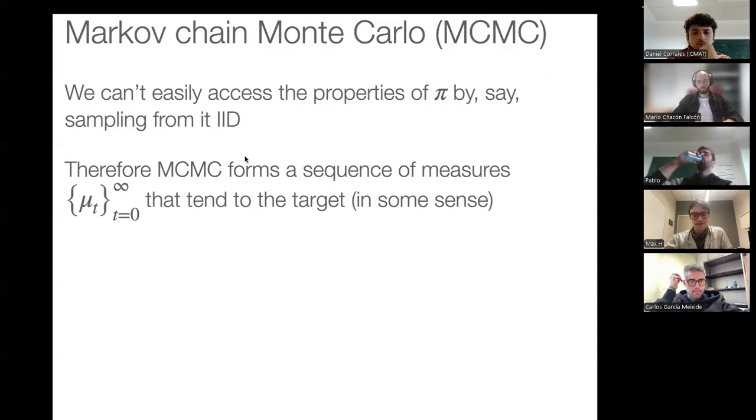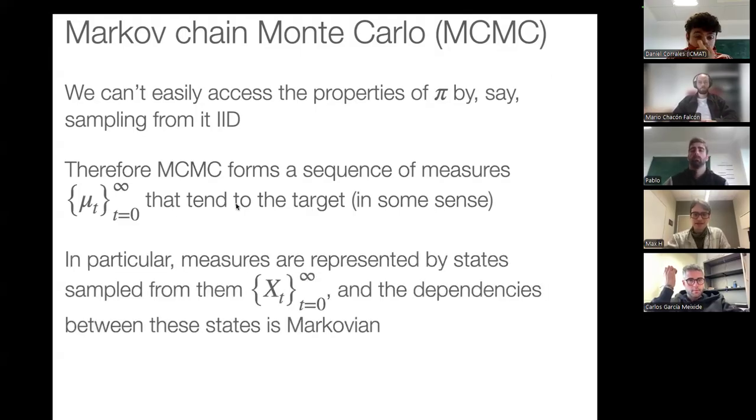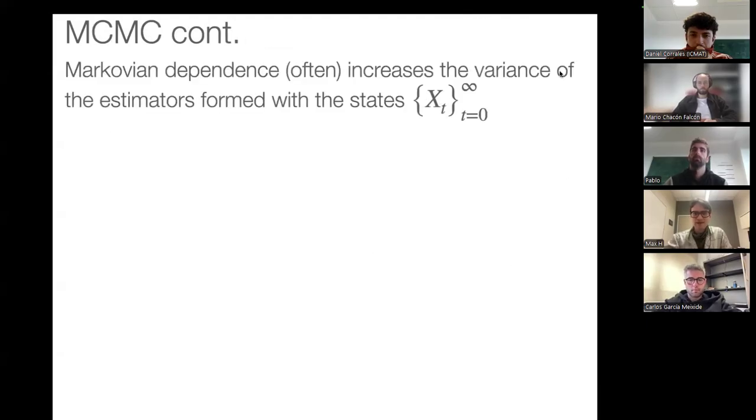And therefore, what MCMC does is it forms a sequence of measures, mu of t, that tend towards the target pi in some sense. In particular, these measures are represented by states that are sampled from them, which I'll call x of t. And the dependency between those states is Markovian. This dependency is what defines MCMC, but it also increases the variance of the estimators constructed using the states.